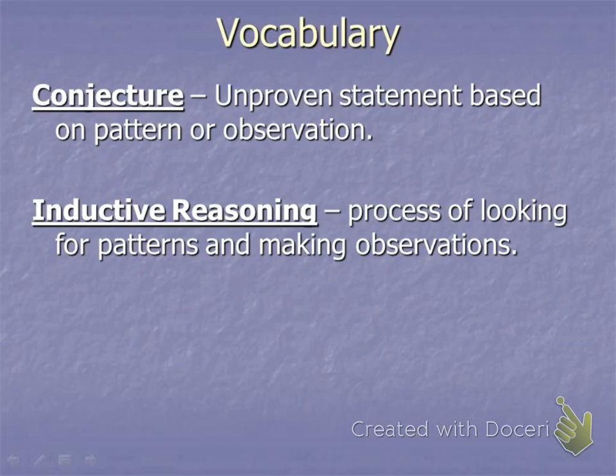Here's some vocab that you need to get started on today's lesson. The 2 words we're going to talk about are conjecture and inductive reasoning. A conjecture is an unproven statement based on a pattern or observation. Most of what we do today is completing conjectures. So we are going to try to observe patterns that appear in different types of examples of math problems.